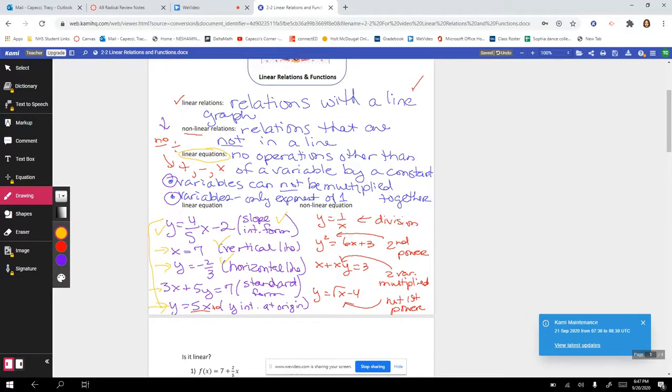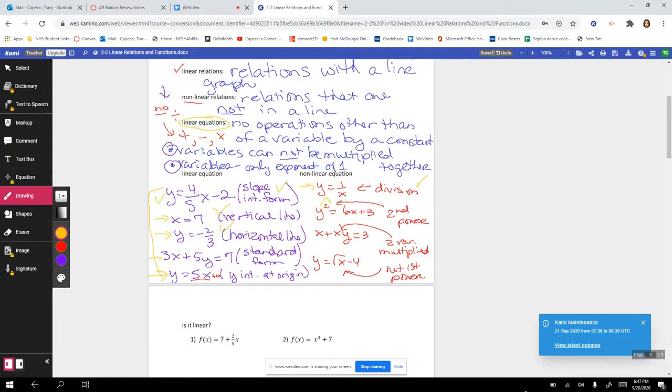Now, equations that are nonlinear wouldn't look like a line if we were to graph them. This one right here has division, so we know that it's not a line. We set up here that I can't have division. Also, this one is to the second power: y squared is equal to 6x plus 3. I could graph that, but it's not a line. Same thing here, x times y. Two variables are multiplied, so it's not going to be a line.